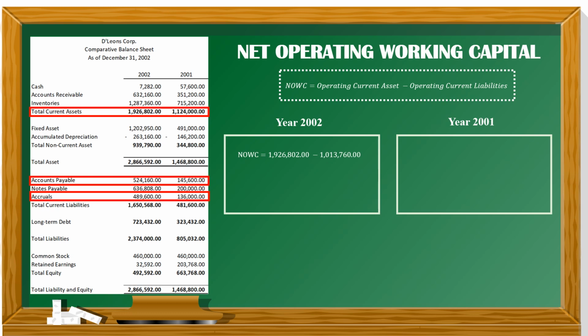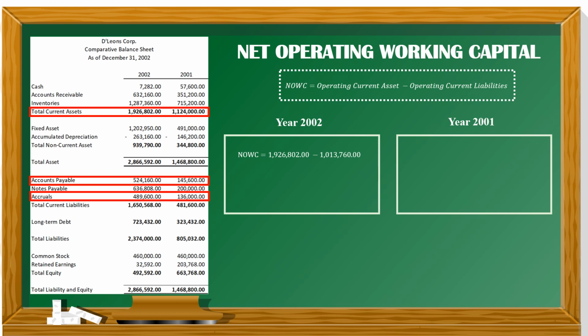Now, why is it only 1,013,760? Because the operating current liability excludes any current loans that are interest bearing liabilities. Okay, so basically notes payable is an interest bearing liability, so definitely it is excluded from the computation for the operating current liabilities. So again, operating current liabilities is the total current liabilities less the notes payable.